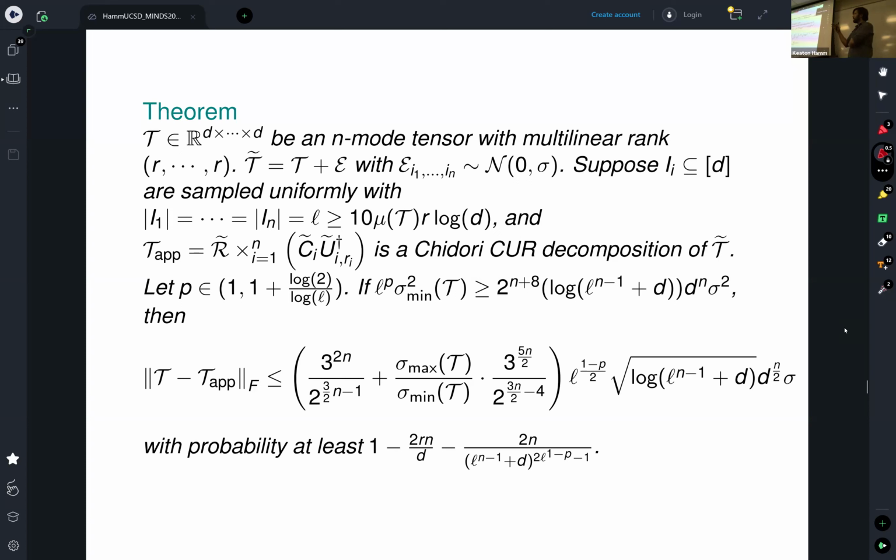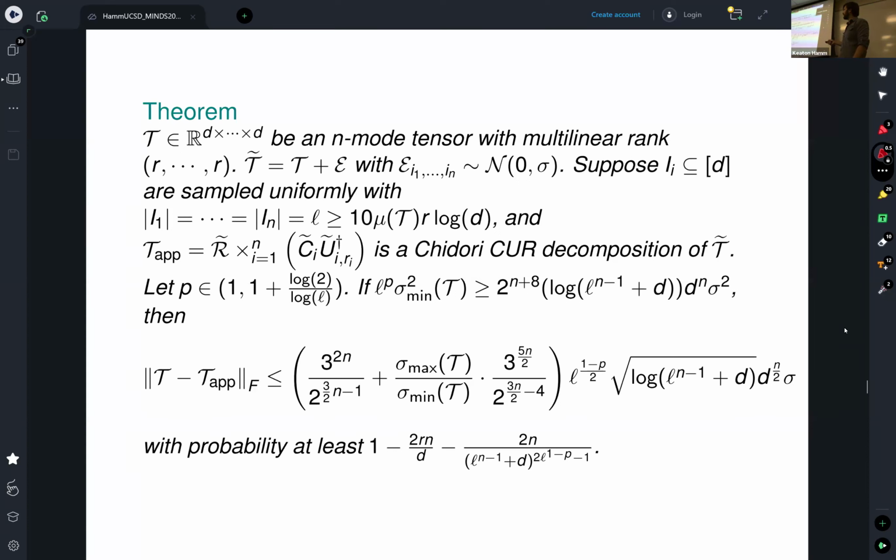incoherence times rank times log of the dimension fibers along every mode. I'll define the matrix incoherence explicitly in a couple of slides. Loosely for now, you want the singular vectors of a matrix to be closer to a discrete Fourier transform matrix, so spread out, as opposed to the identity matrix, which is sparse. For a tensor, the tensor incoherence definition that we use here is simply the maximum of the matrix incoherence of all the unfoldings. There are feasibly different ways to define that, but that's how we did it. So really not many fibers if it's truly low rank: log of the dimension, up to that rank factor.